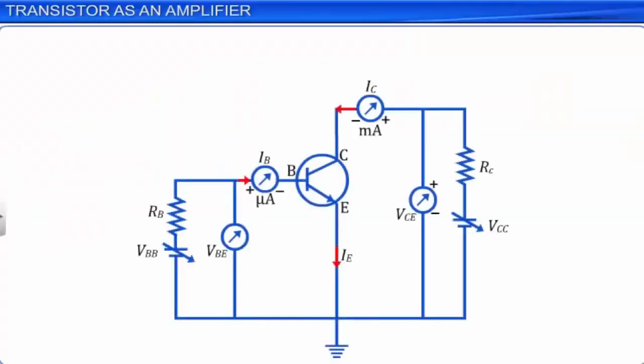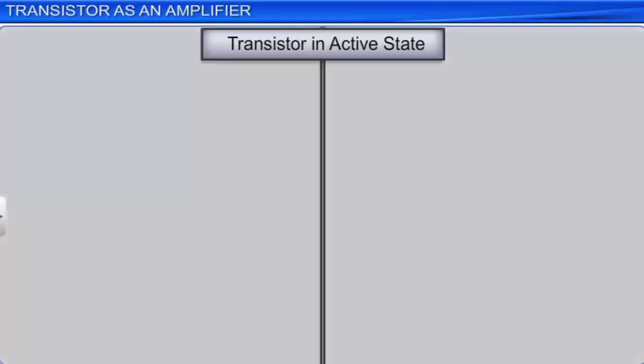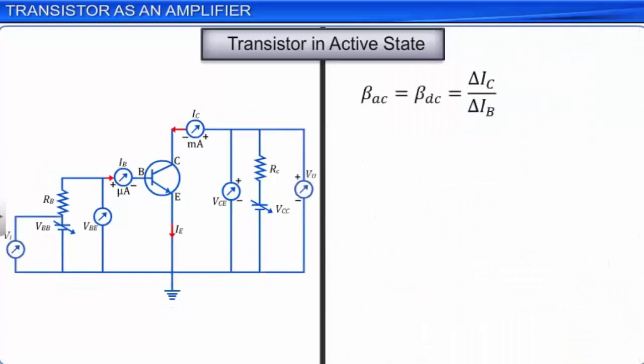You have learnt that when a transistor is in the active state, a small increase in the base current IB causes a large corresponding increase in the collector current IC. Thus, a transistor in the active state behaves like an amplifier. The operating point of a transistor as an amplifier is fixed somewhere in the middle of the active region. We know that the current amplification factor, beta AC, is equal to beta DC. That is equal to delta IC by delta IB. Let this be equation 1.